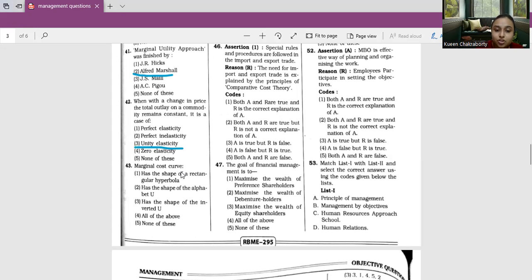Moving on to question number 43. Marginal cost curve has the shape of a rectangular hyperbola, has the shape of the alphabet U, has the shape of the inverted U, all of the above, or none of these. Now, if you go through the basic chapter, you will see the key feature of the marginal cost curve was its shape.